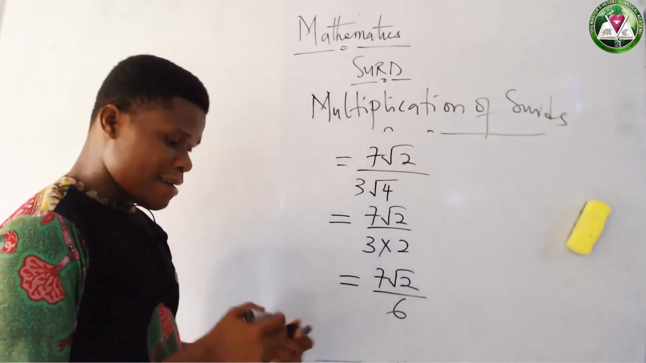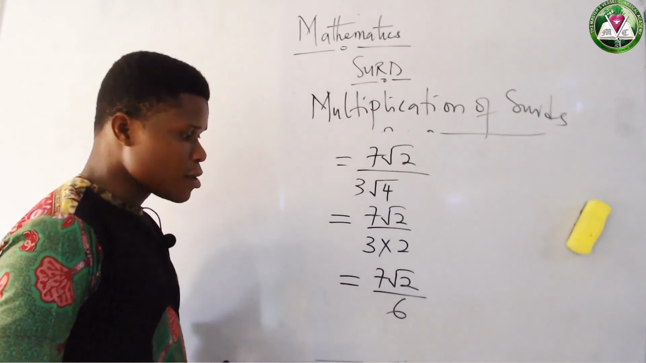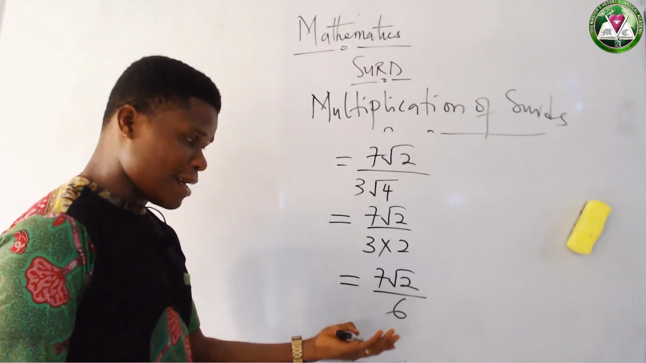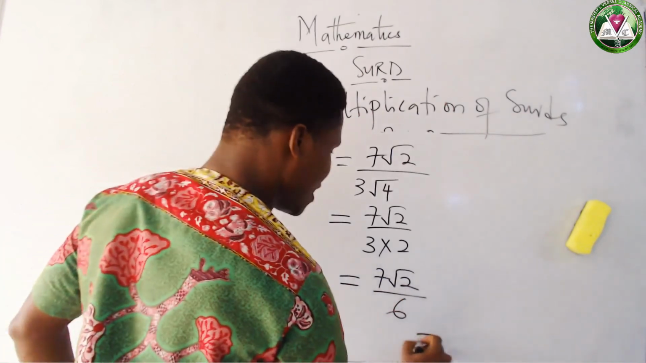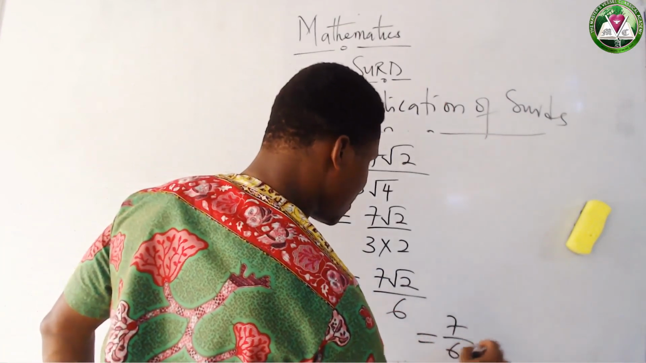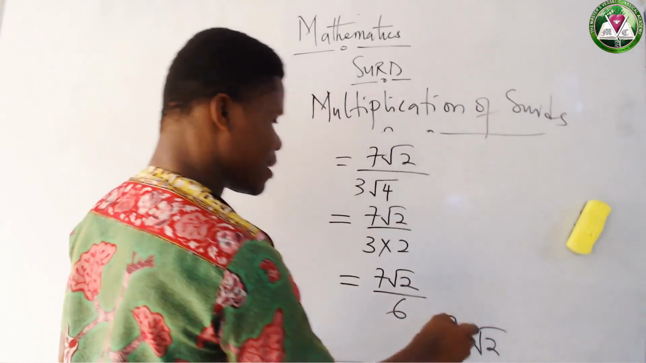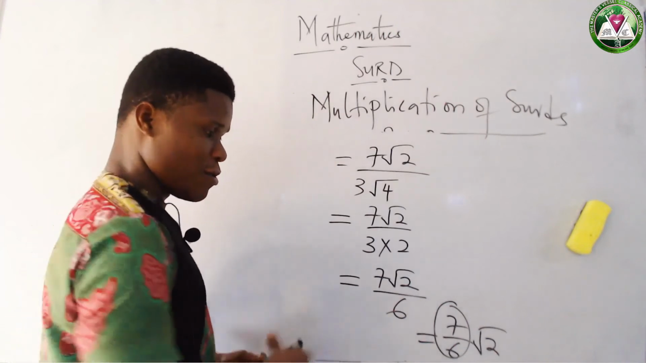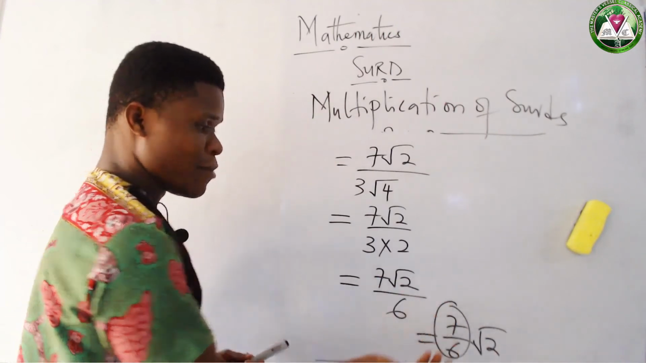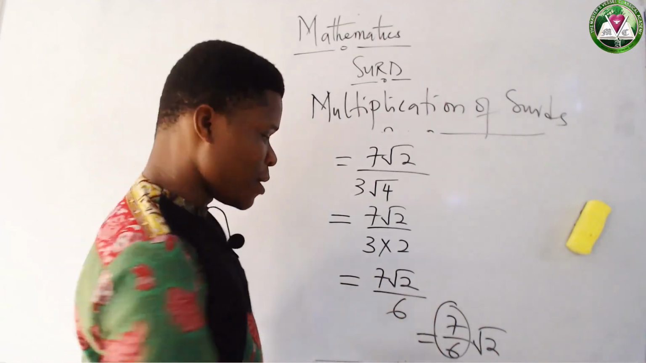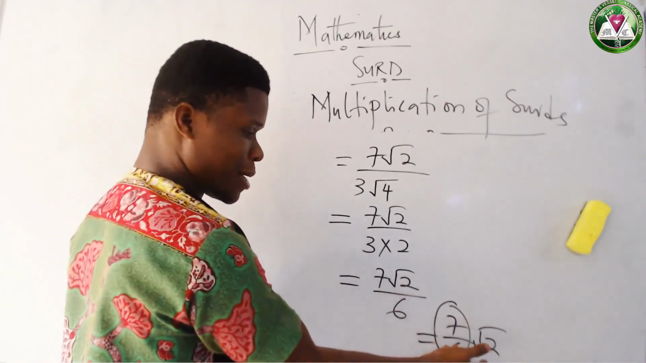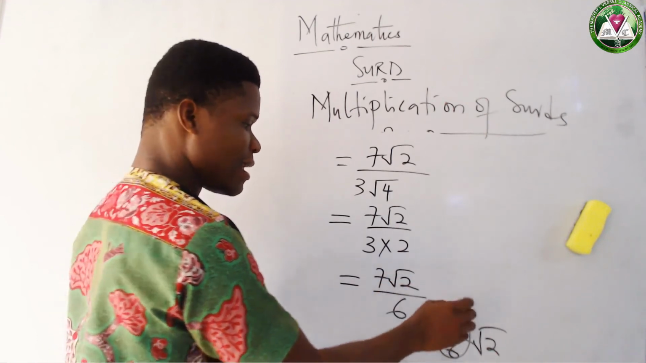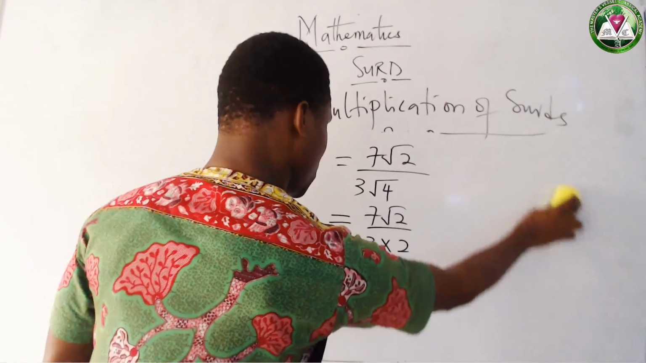So this can be the final answer. Though in JAM, this may not be the final answer. You may not see this in JAM, but this is the final answer. We can say that this is the same as 7 over 6 root 2, meaning 7 over 6 is the coefficient for root 2. In most OBJ questions, you may not see this in the option. You might see this one in the option and think there is a mistake. They're the same thing. 7 root 2 over 6 is the same thing as 7 over 6 root 2.